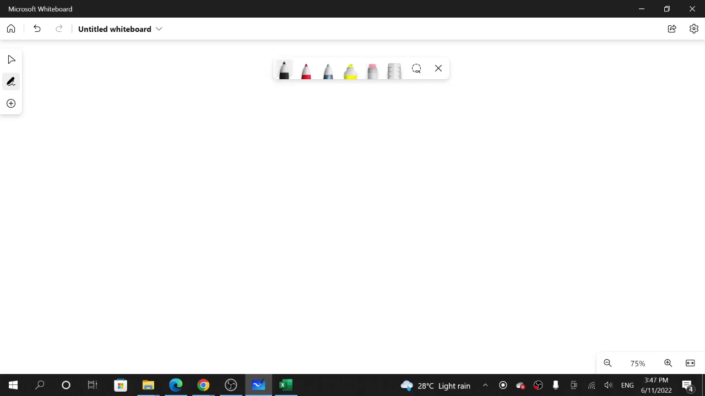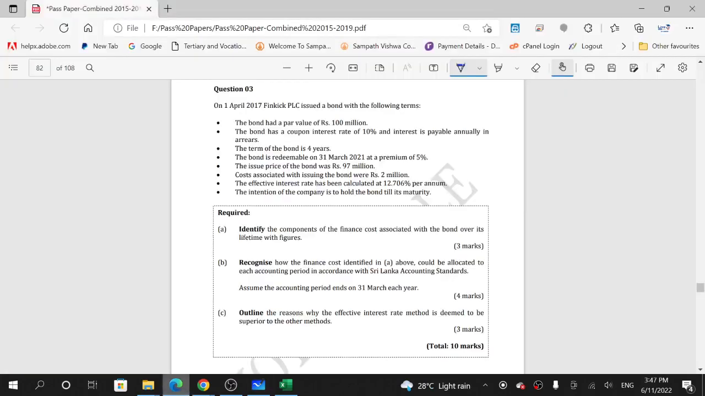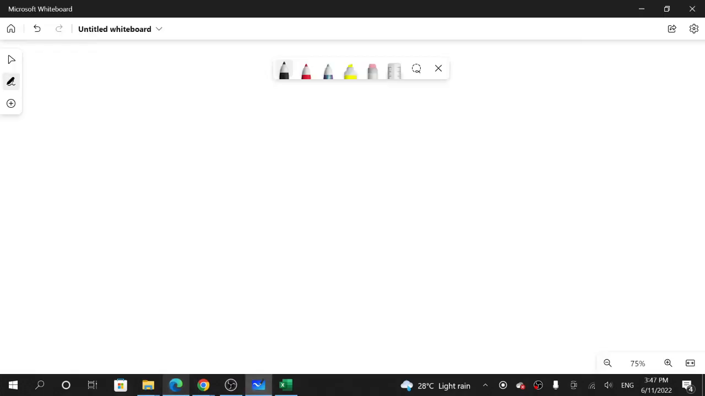As per this example, as per this question, what are the components of the finance cost associated? First one, the bond had a par value of 100. Okay. The bond has a coupon interest rate of 10%. So this is part of the finance cost, right? So you have coupon interest, that will be a part of our finance cost.